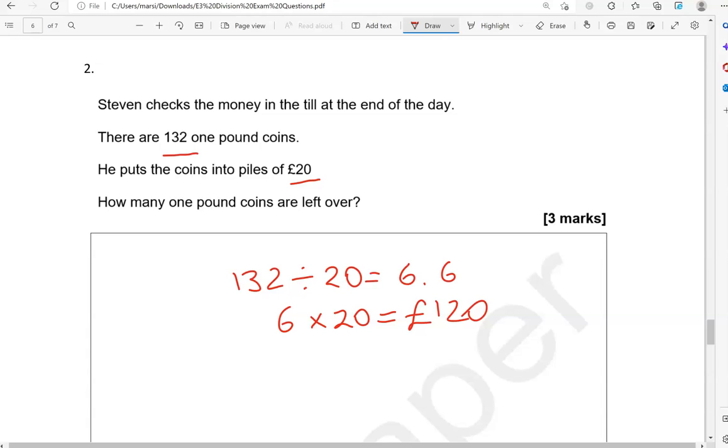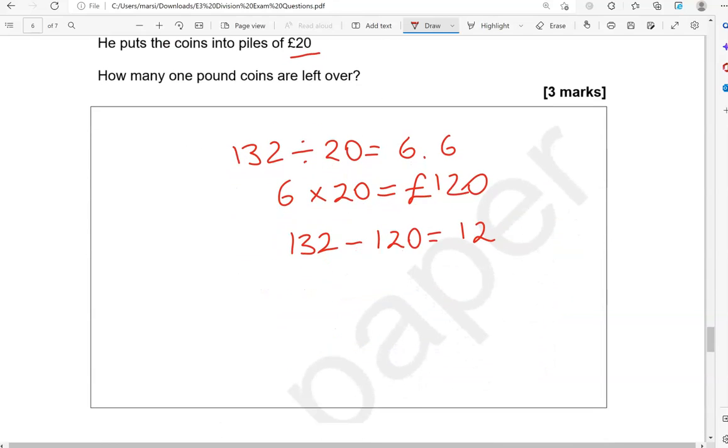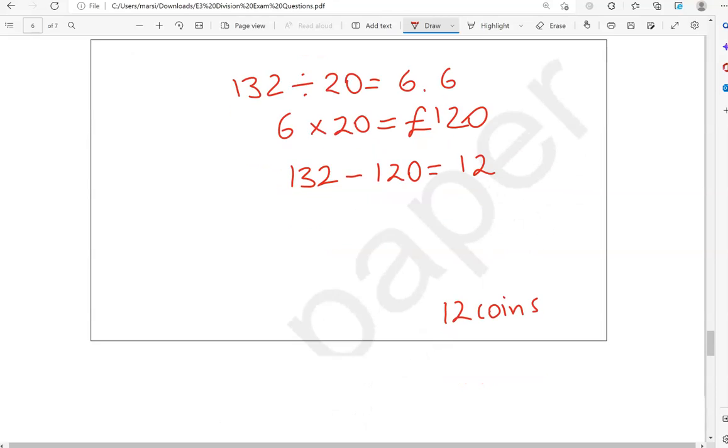To work out how many £1 coins are left over, we're going to take away 120 from the 132. Because 132 £1 coins, they're worth £132. So take away 120, that gives us 12. So 12 coins are left over.